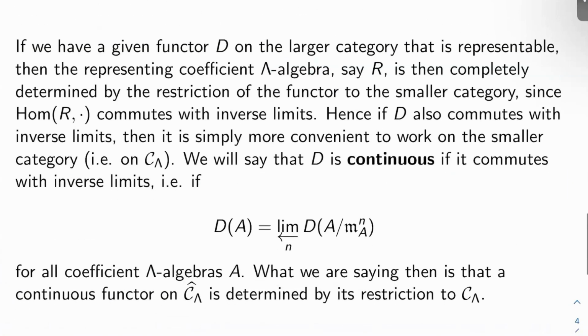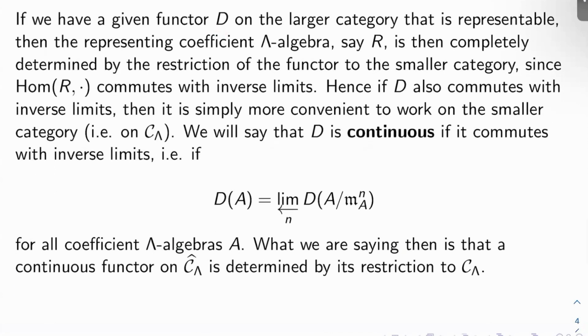Okay. If we have a given functor D on the larger category, so that full category C hat Lambda from above, that is representable, the representing coefficient Lambda algebra, let's say R, is then actually completely determined by the restriction of the functor to that smaller category where the objects are Artinian. And the reason for that is simple. The functor Hom(R, -) just commutes with inverse limits. This is just a well-known algebra fact, okay?